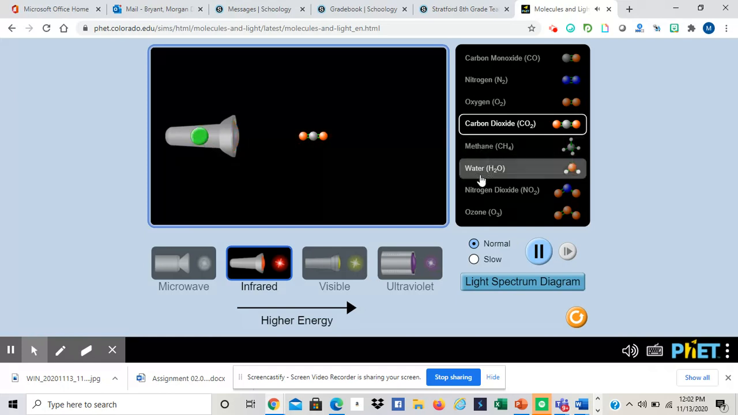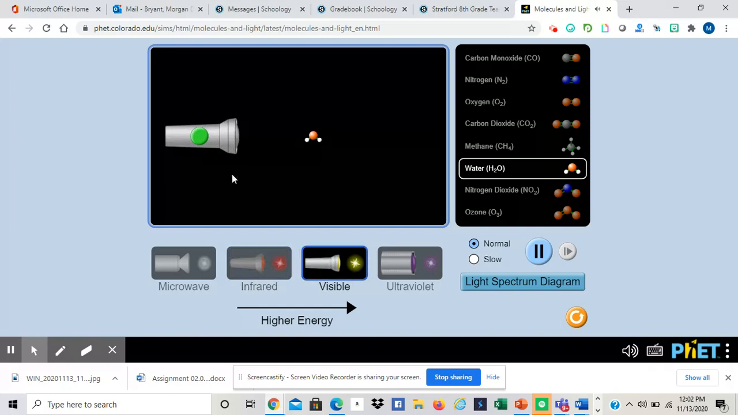All right, and the last one we're going to do is water. I'm going to pause the video while you draw the water molecule out. And now we're going to test it with visible light. Surprise, surprise, nothing happened. And with infrared, it has the same reaction as the carbon dioxide. Once it hits the molecule, it spits off the infrared radiation in whatever direction it chooses.